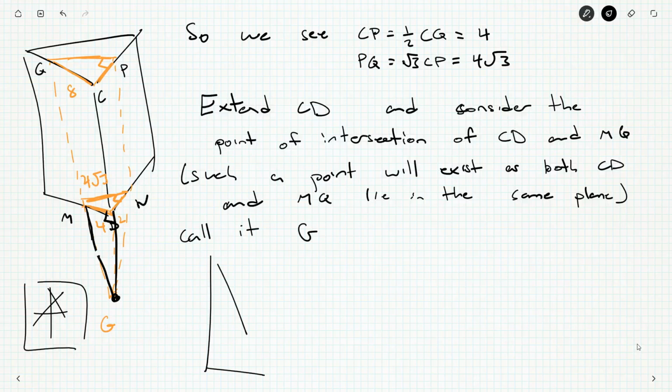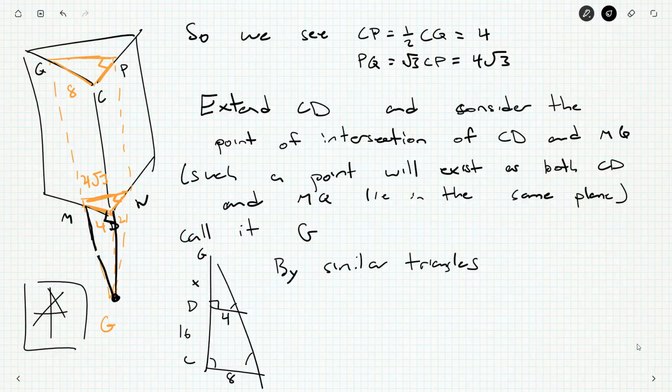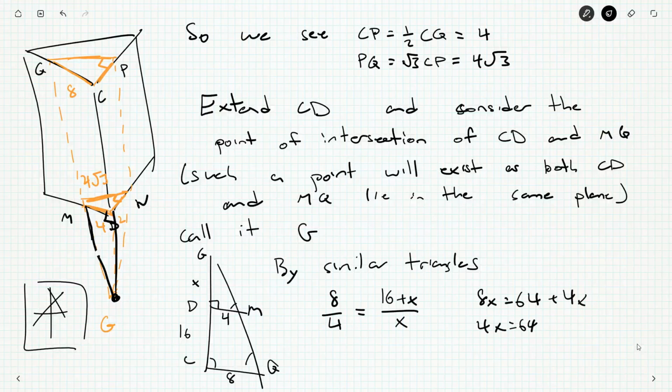So now we're going to get D 16, C 8, 4, and G is X, we're going to say. And this is a right angle. So, by similar triangles, and I don't really think we need to make that argument, QC is parallel to MD, if you need to make that argument. But 8 over 4 is the same as 16 plus x over x. So 8x is 64 plus 4x, so 4x is 64. X is going to be equal to 16. Okay, yeah, 32 and 16. Okay, that makes sense.